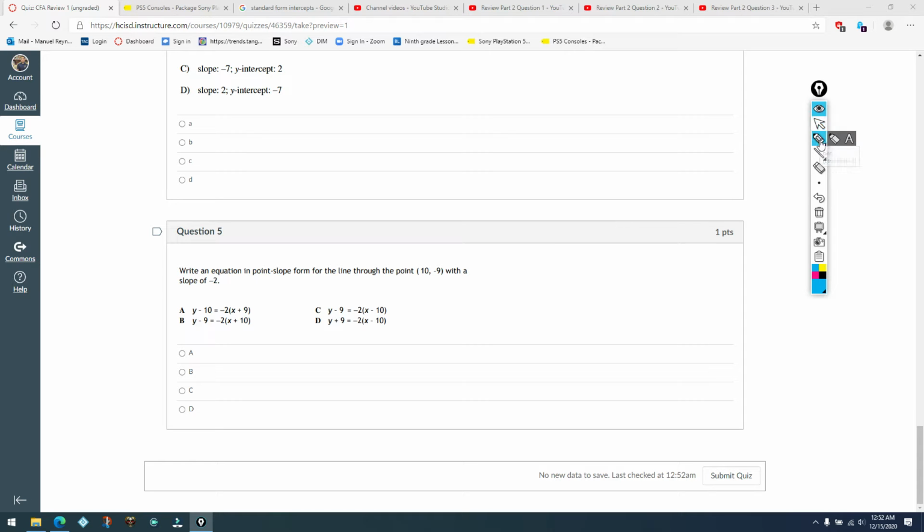So finally for number 5, this is probably the most difficult one, right? So I'm gonna go ahead and write this information down, because I'm gonna go ahead and scroll all the way up. Slope is -2, and I get that my point is 10 comma -9, right?